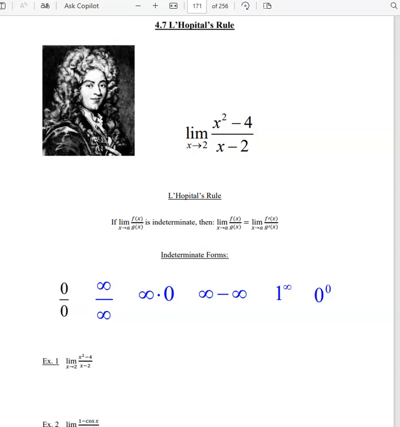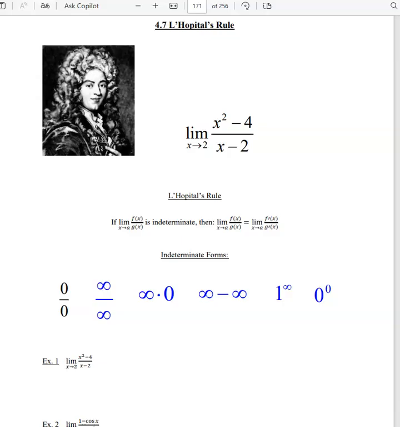I want to take a look at section 4.7, which is an application of derivatives, but it's a little bit of an aside because we're going to go back and look at limits again. We did those way back when, so we're going to return to limits a little bit, but we're going to look at a way that derivatives can help us evaluate certain types of limits. And so this is called L'Hopital's rule.